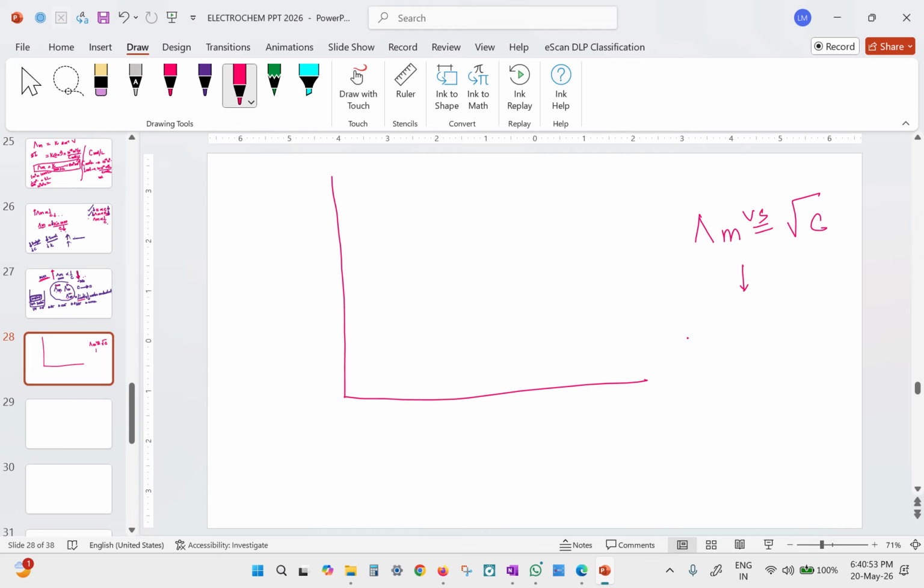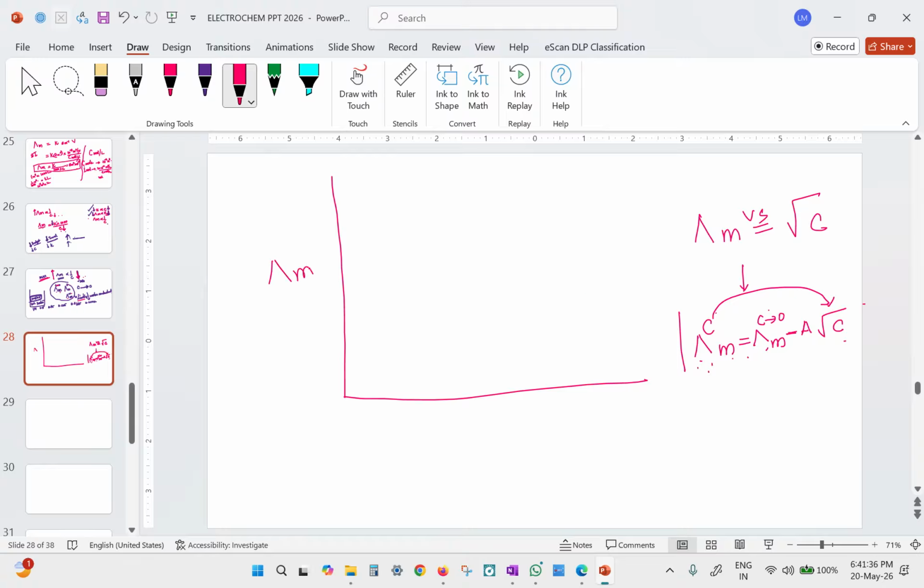This is as per an equation which is called the Debye-Huckel-Onsager equation. Lambda m at a given concentration is equal to lambda m at concentration approaching 0 minus a times square root of c. So people studied the effect of change in concentration on the molar conductivity, and they said that molar conductivity at a given concentration is equal to the limiting molar conductivity minus a times square root of c. So it is dependent on the concentration.